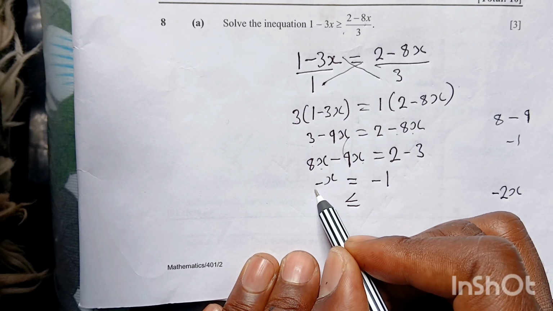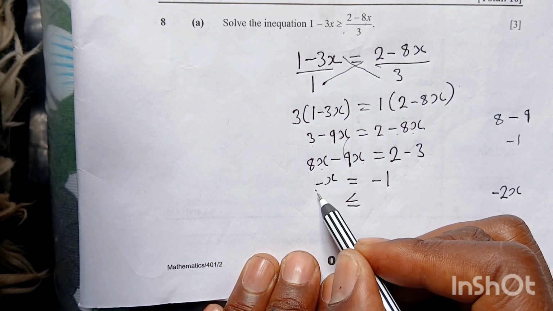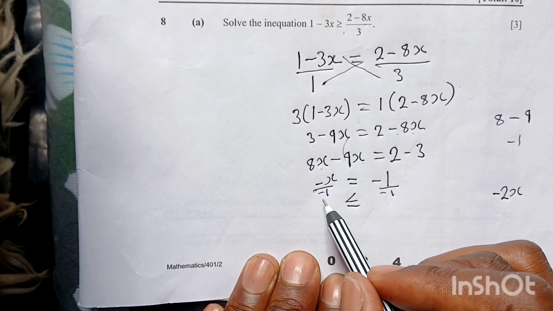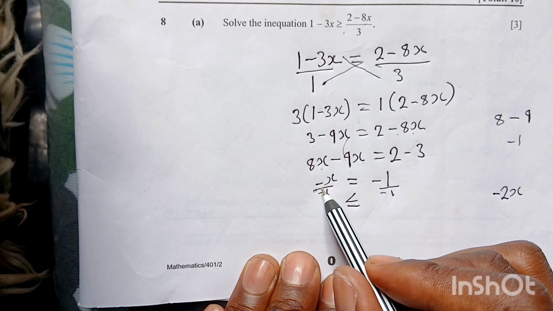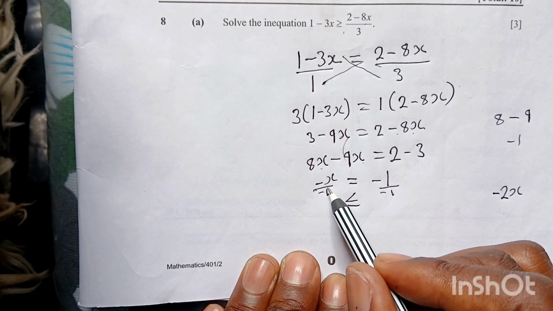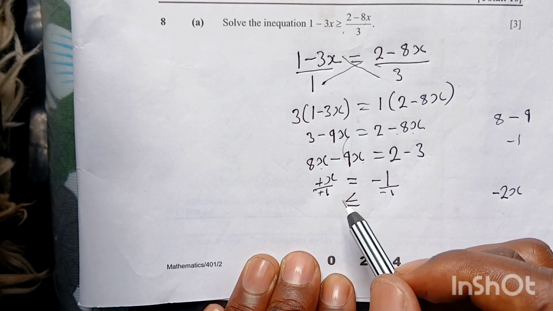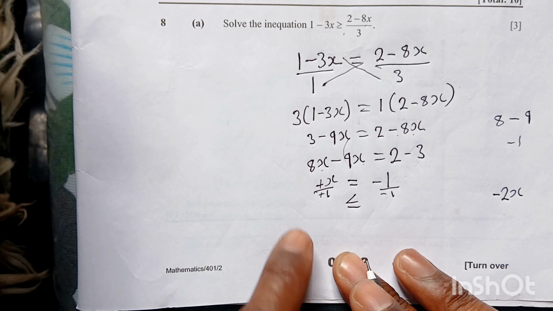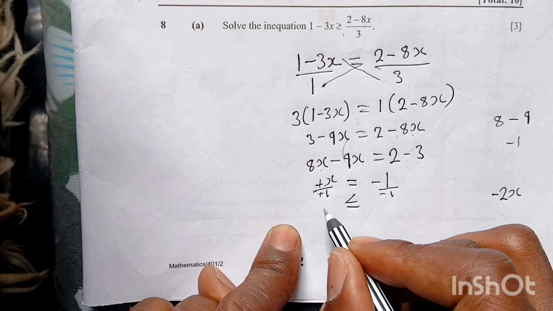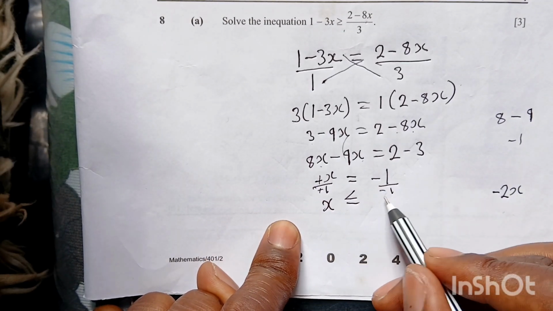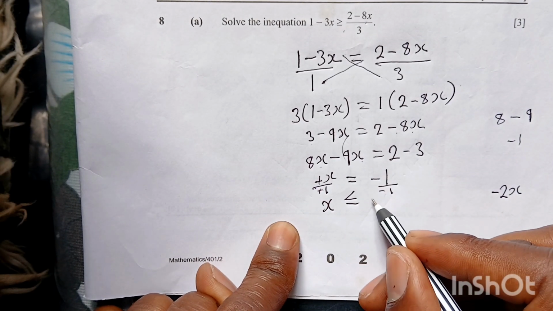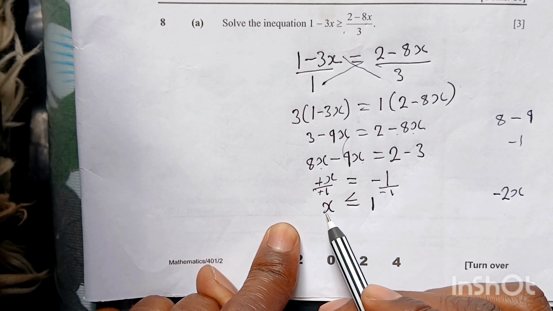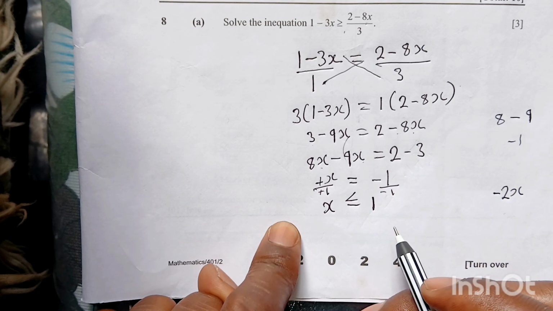So for us to remove this negative in front, you're going to divide both sides by negative 1. So we say negative x divided by negative 1, and negative 1 divided by negative 1. When you divide a negative by a negative, it becomes positive. So negative x divided by negative 1 is just x, and negative 1 divided by negative 1 gives you 1. So the answer here is x is less than or equal to 1.